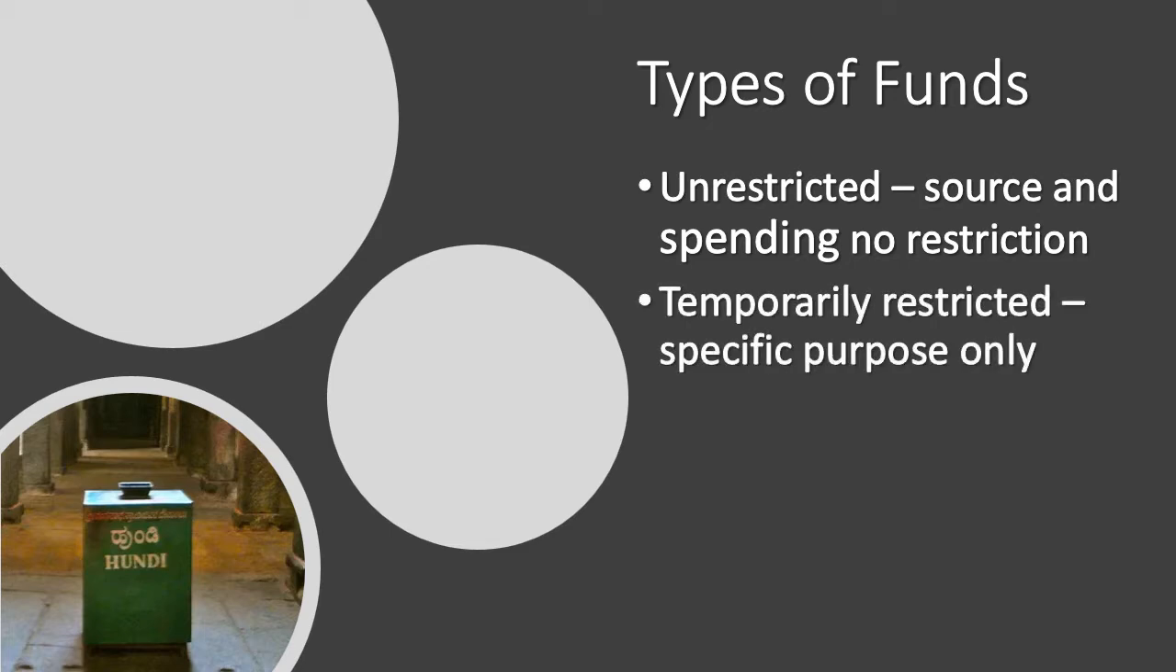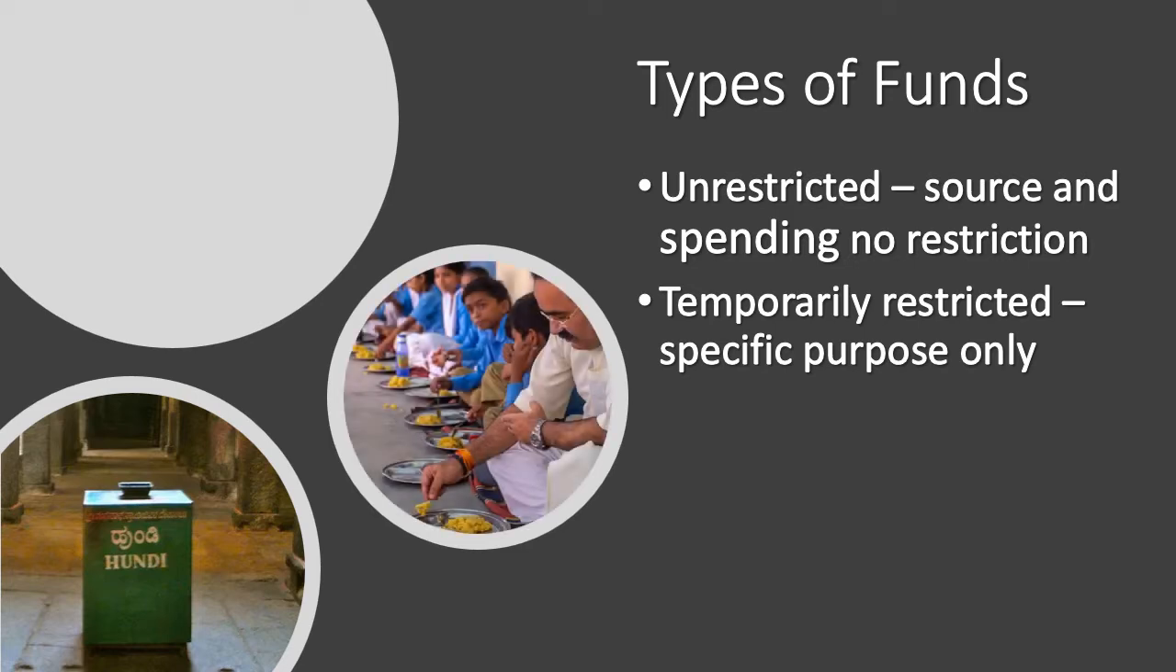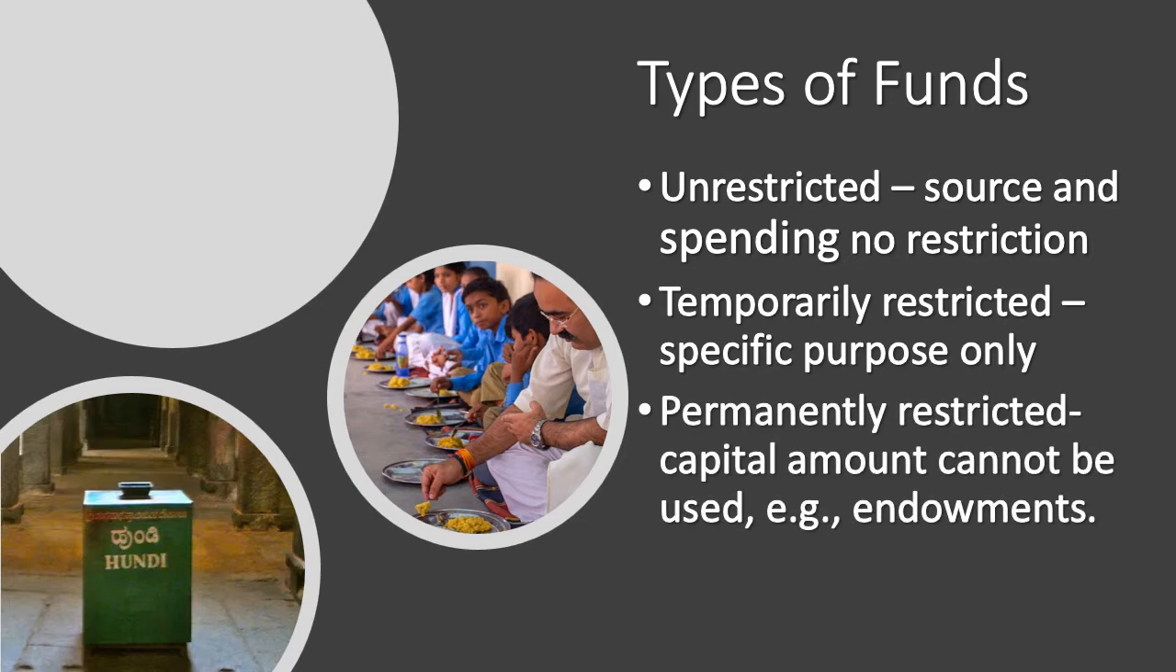There is another type which could be in a similar institution or in a different institution, which is a temporarily restricted fund, and that is only for a specific purpose. For example, in the same temple, there could be another fund which is specifically for providing food for all or some such program. It could be clothing for all or some such thing. And the third type, of course, is permanently restricted. In other words, the capital amount cannot be used except in the form of an endowment. That means earnings from that donation.